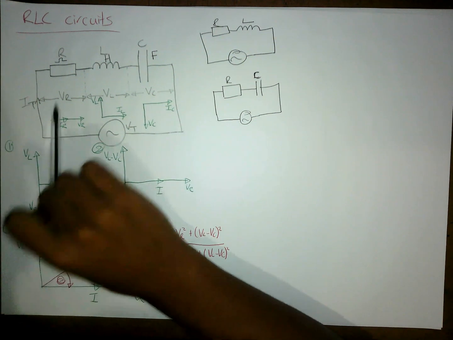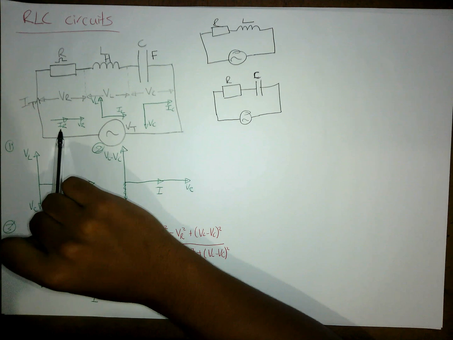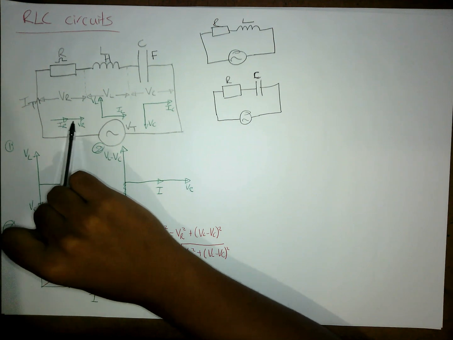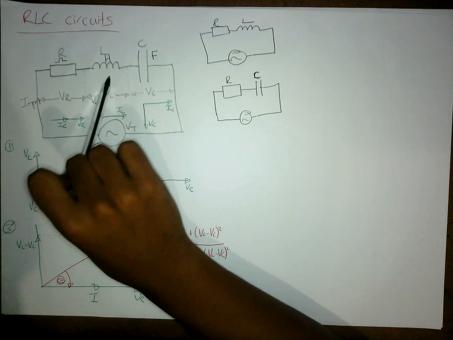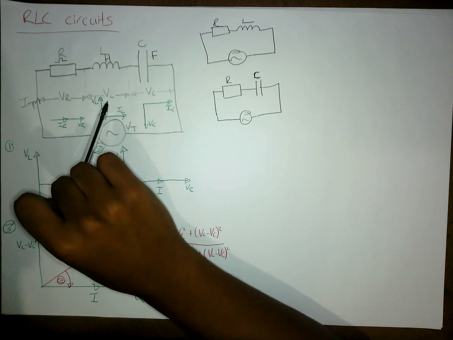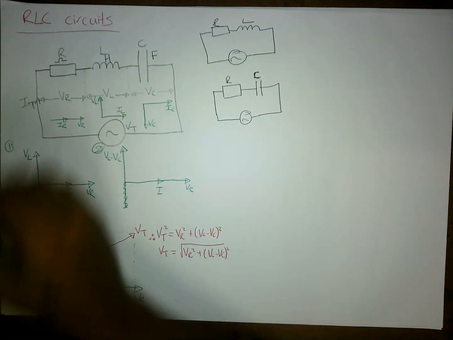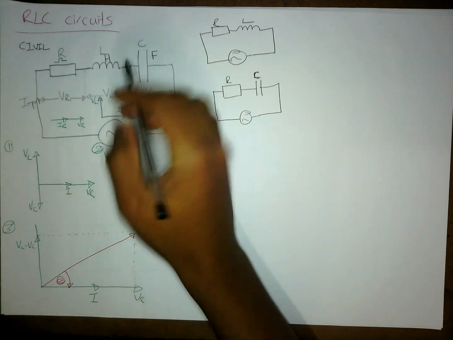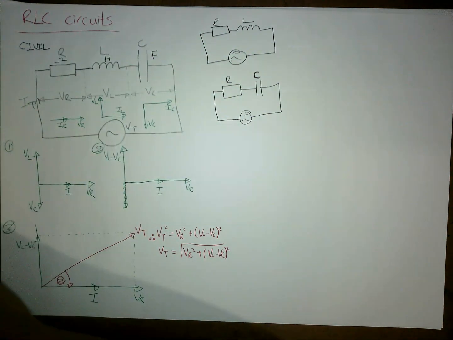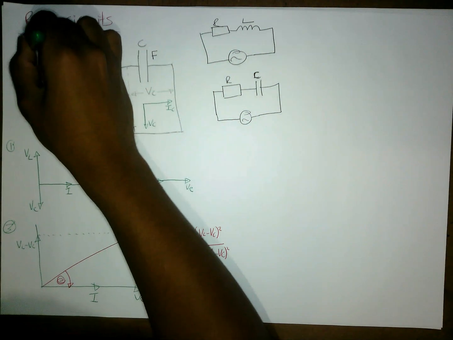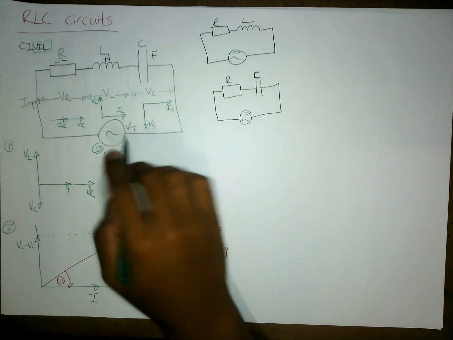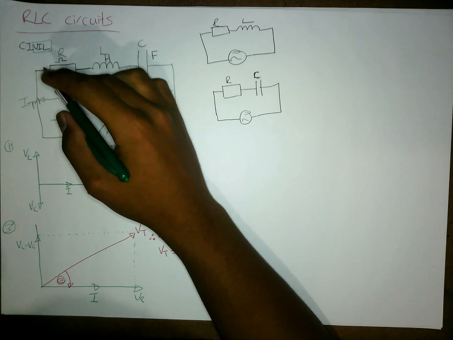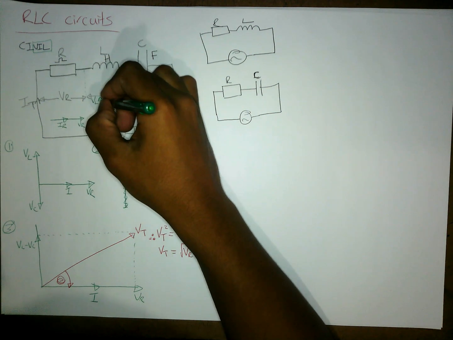So for a resistor, the current is in phase with the voltage. For an inductor, it is that simple, if you guys can remember. For an inductor, voltage is leading the current, as you can see over here. Voltage is leading the current, so it's going like this.